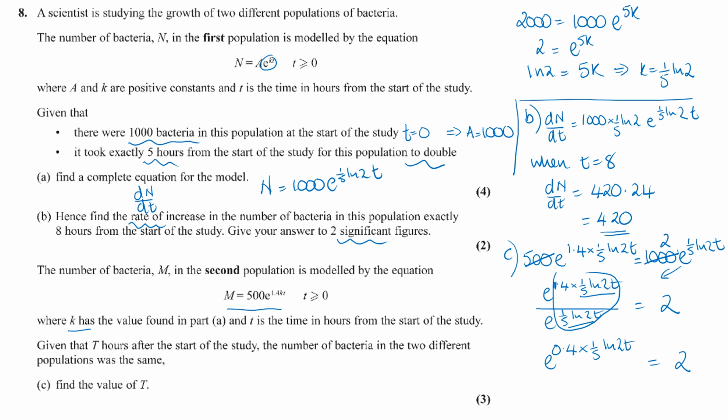Now if I just take ln's on both sides, I'll get 0.4 times 1/5 ln of 2 t is equal to the ln of 2. And I can cancel the ln's on both sides because on the left they're all times together. And then I can just say that t is going to be, cross multiplying, 5 divided by 0.4, which is 12.5.